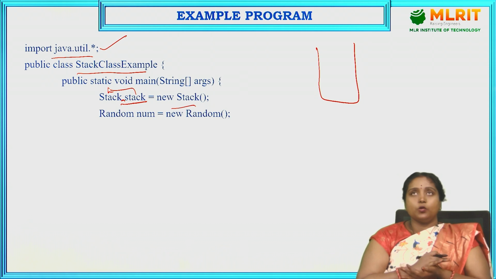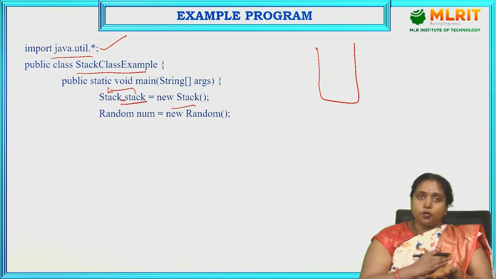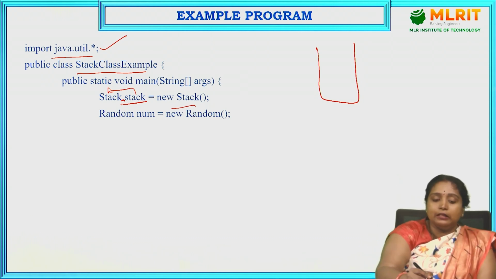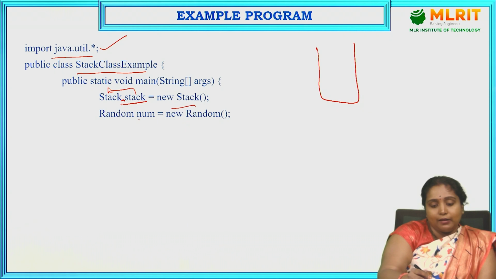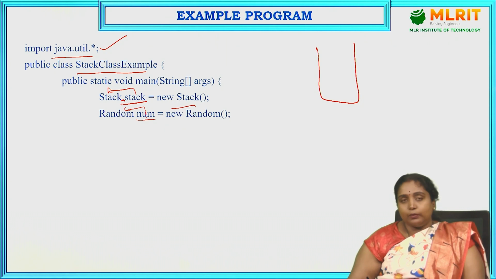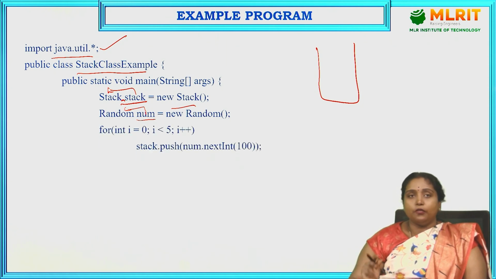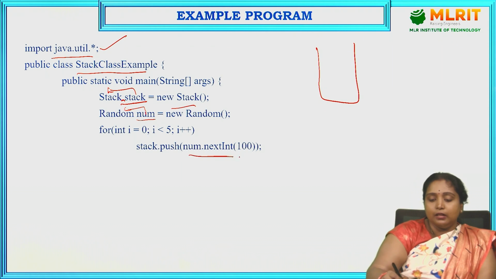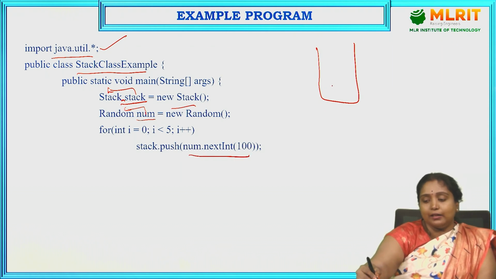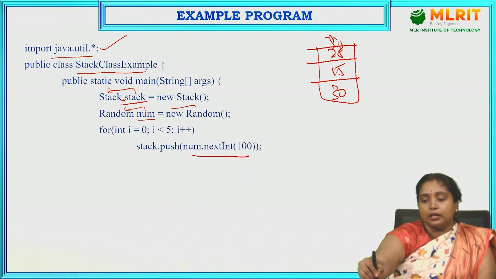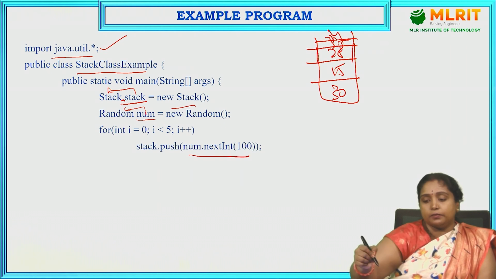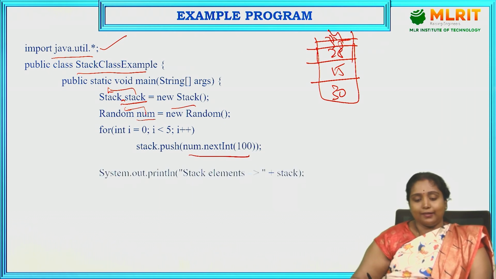Instead of writing push of 5, push of 4, push of 3, I am creating, we are going to see this Random class also in the next sessions. So I am creating an object for the Random class which will generate pseudo random numbers. So I am pushing 5 elements, any 5 elements that are generated automatically, like 30, 15, 28, 35 and 4, like this.